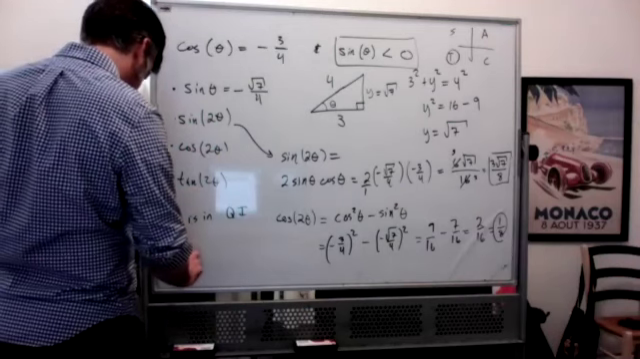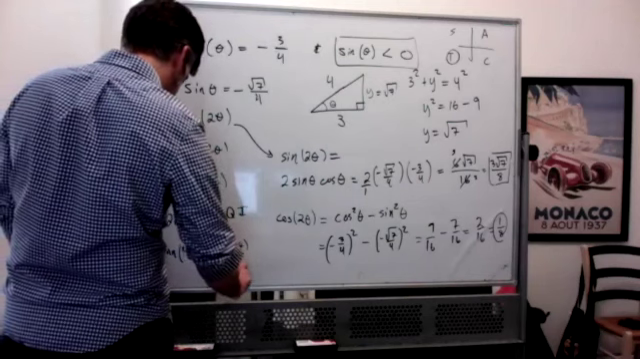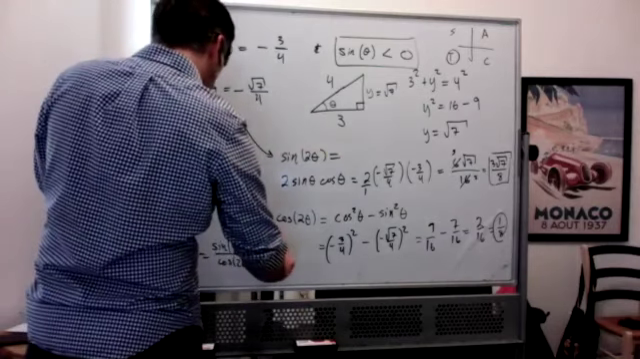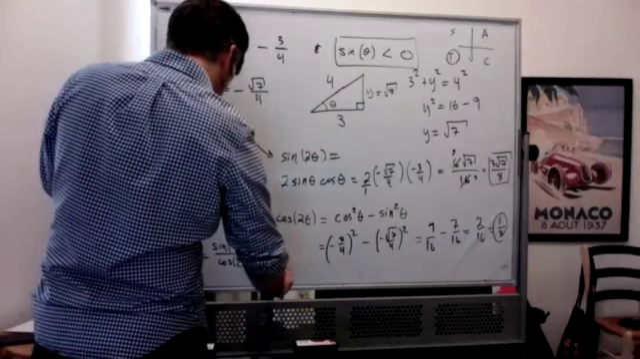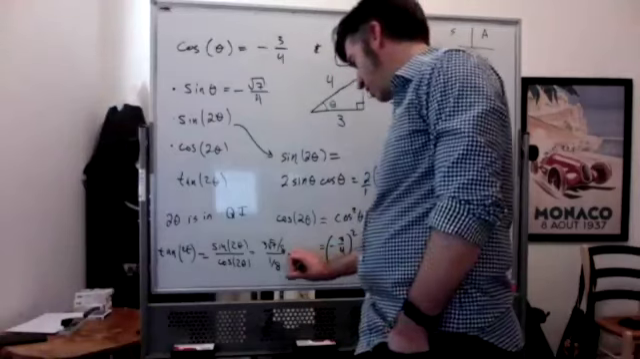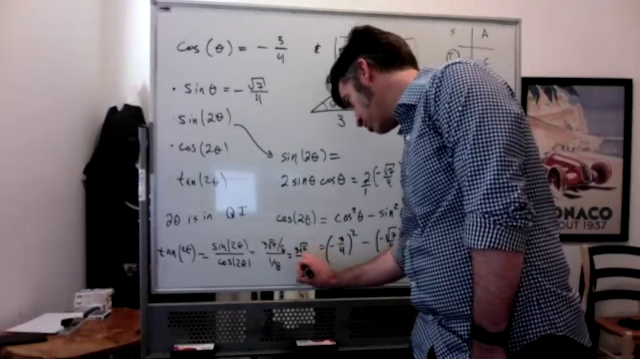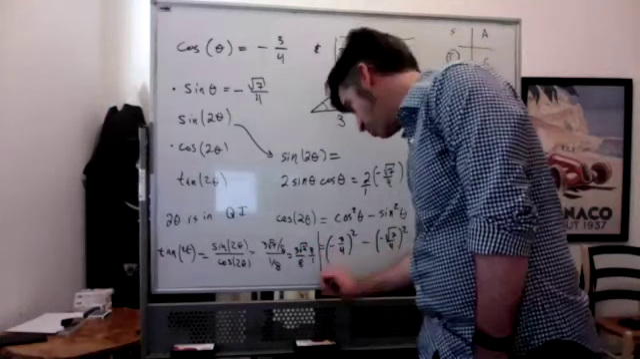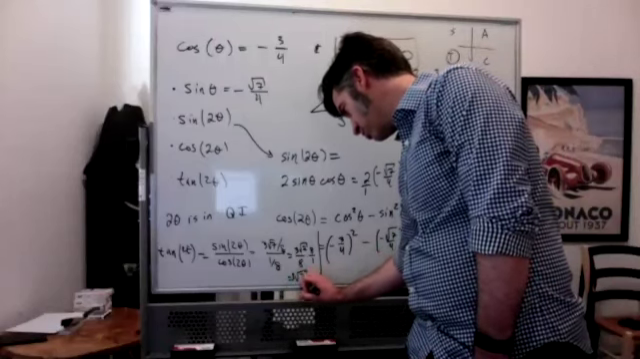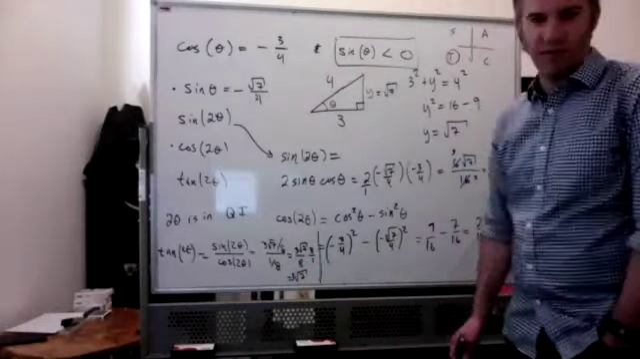Tangent of 2 theta is just equal to sine of 2 theta divided by cosine of 2 theta. But we know each of those. Sine of 2 theta is 3√7/8, and cosine of 2 theta is 1/8. Flipping and multiplying, this would be 3√7/8 times 8/1, which would then equal just 3√7. So there's your tangent value, 3√7.